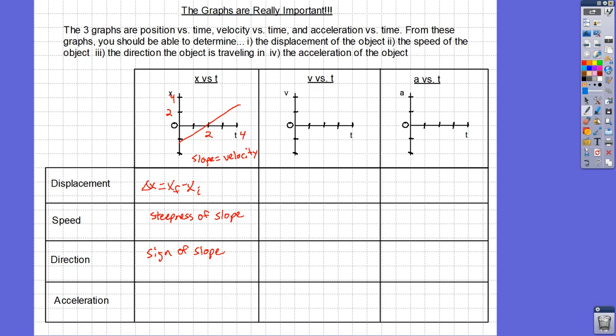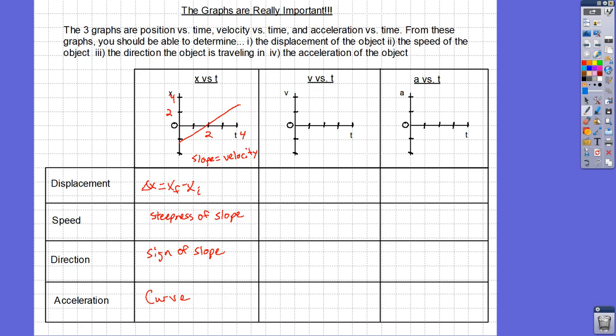And then for the acceleration, we can't come up with a numerical value from here, but we do know if something's accelerating, its velocity is changing, which means the slope is changing. So we do know that if we see a curve on a position versus time graph, a curve will have changing slope. A straight line has constant slope. So if we have a curve, then we know that the object is accelerating.